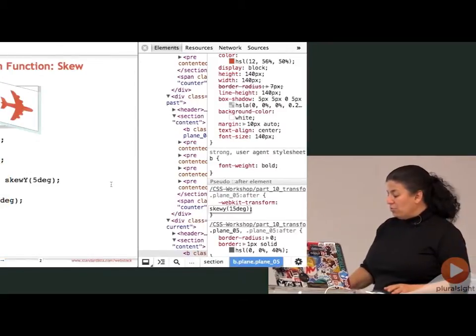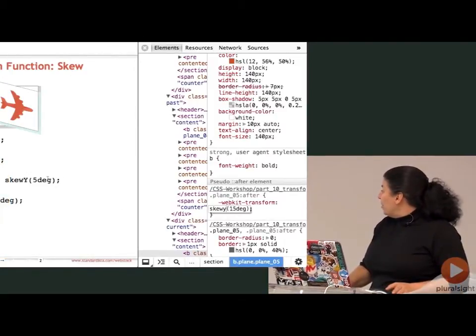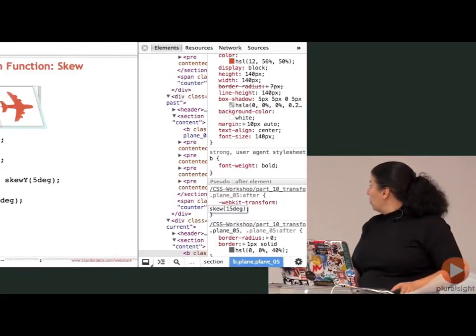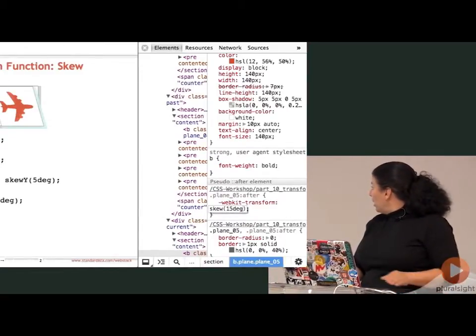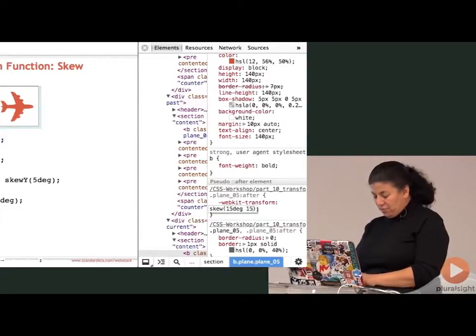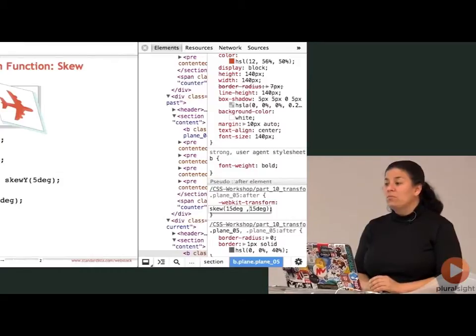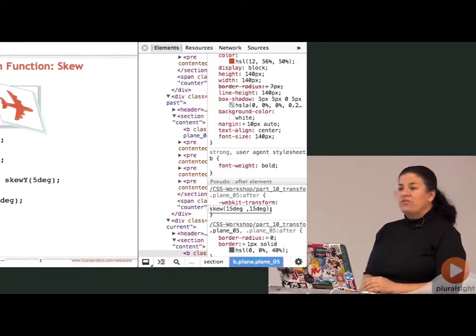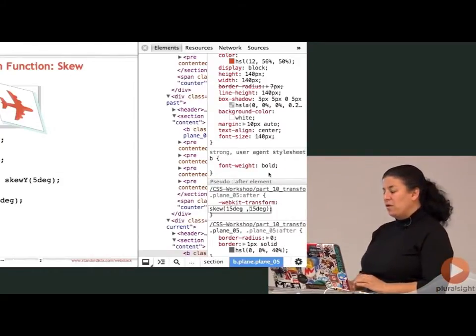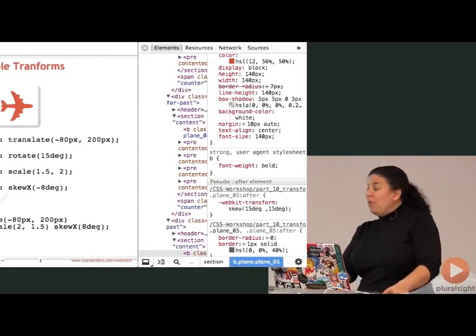So that's skew. You can skew X and Y at the same time, with two separate values, space separated. Or you can just do skew. If you only do one value, it's X, but if you do two values, it's not working. Oh, because there's no comma. So that skews both of them. So that's skew. I've never used skew in production, just wanted to show you what it does. Multiple transforms.